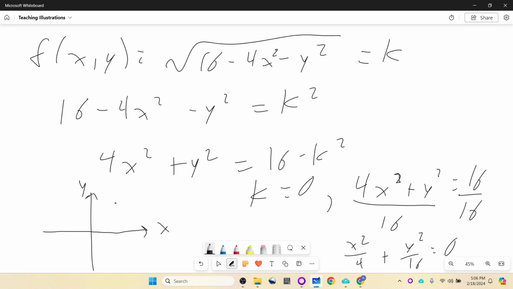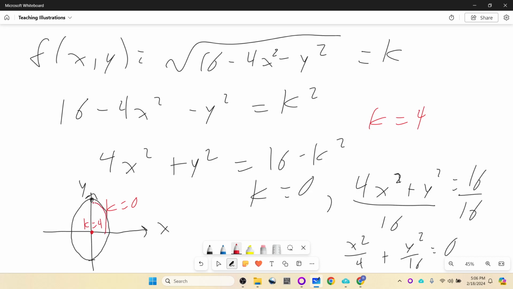We already saw this one. y goes to 4, x goes to 2. The k equals 0 happens to also be the boundary of the domain, and that's because the square root can only take things that are greater than or equal to 0. So there's k is 0. And then you say, what's the largest k could be? Well, the largest k would be 4, because if you did that, you'd get 16 minus 16 is 0. So k equals 4 is just a dot.